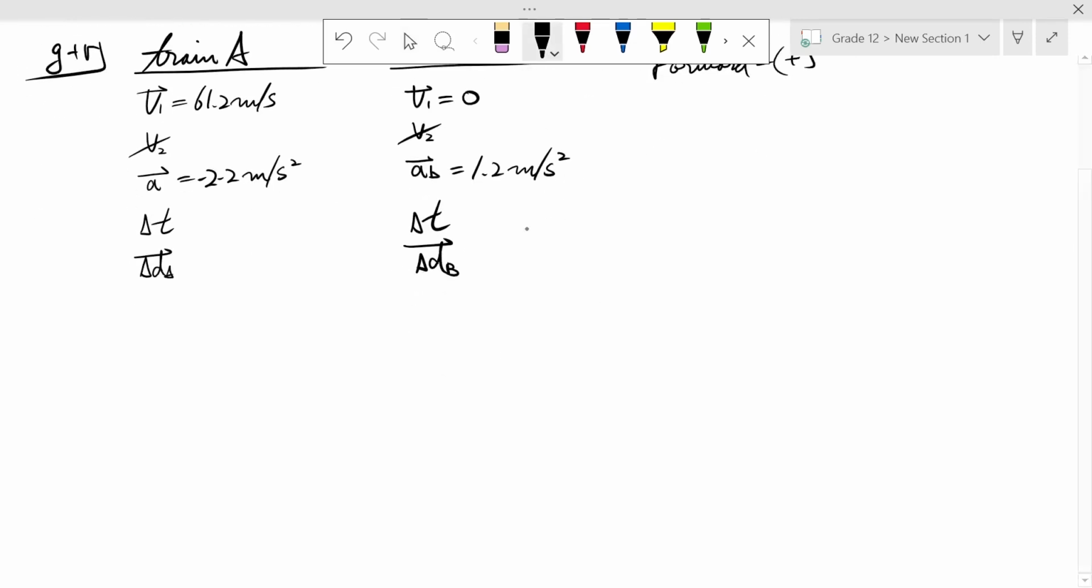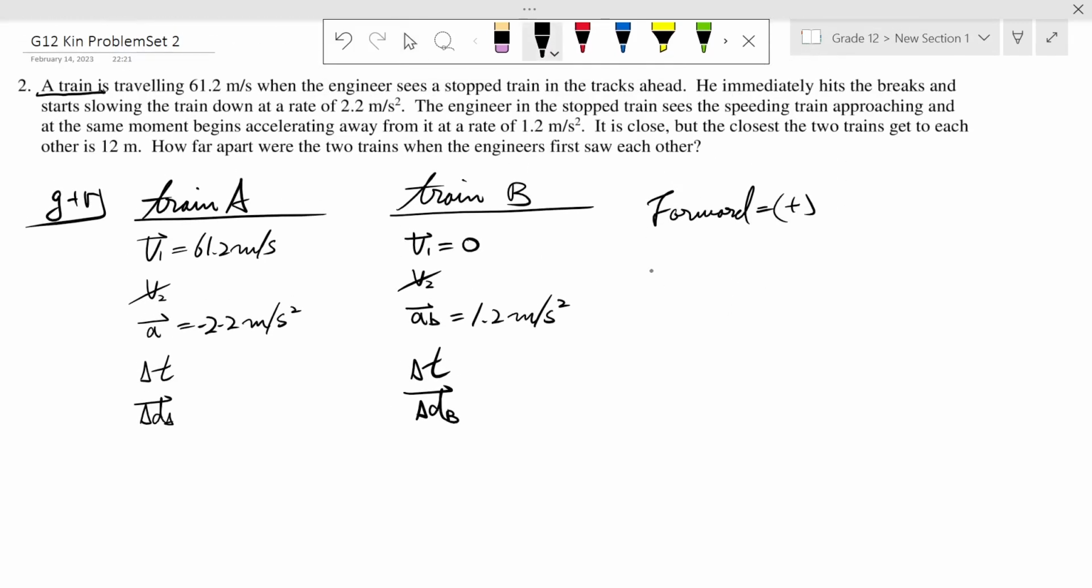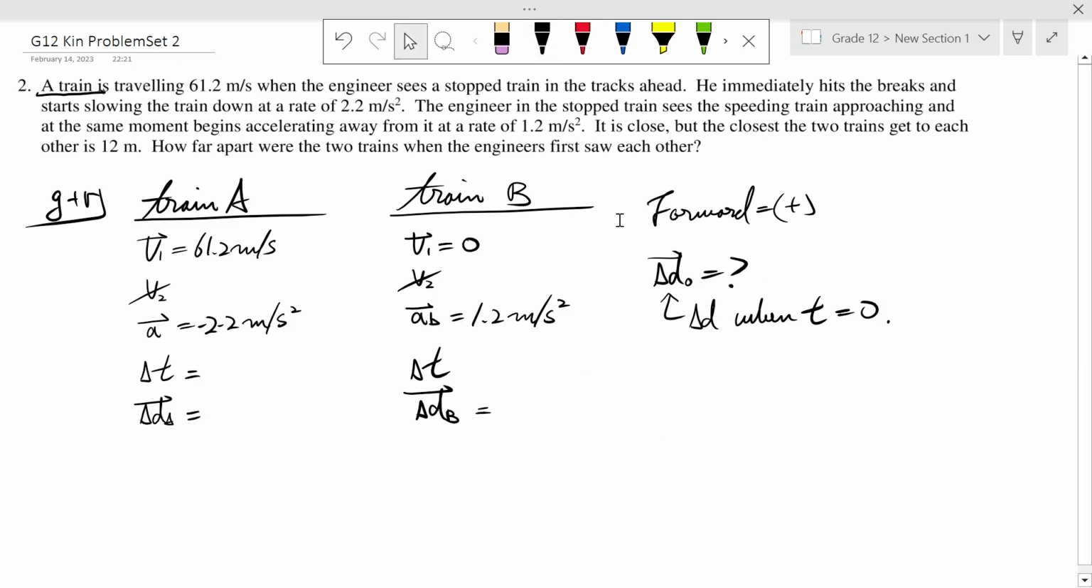Now, I'm going to establish another variable over here called delta d0, meaning delta d when time equals 0. It's what we're trying to find, okay? We're also trying to find this along with t.